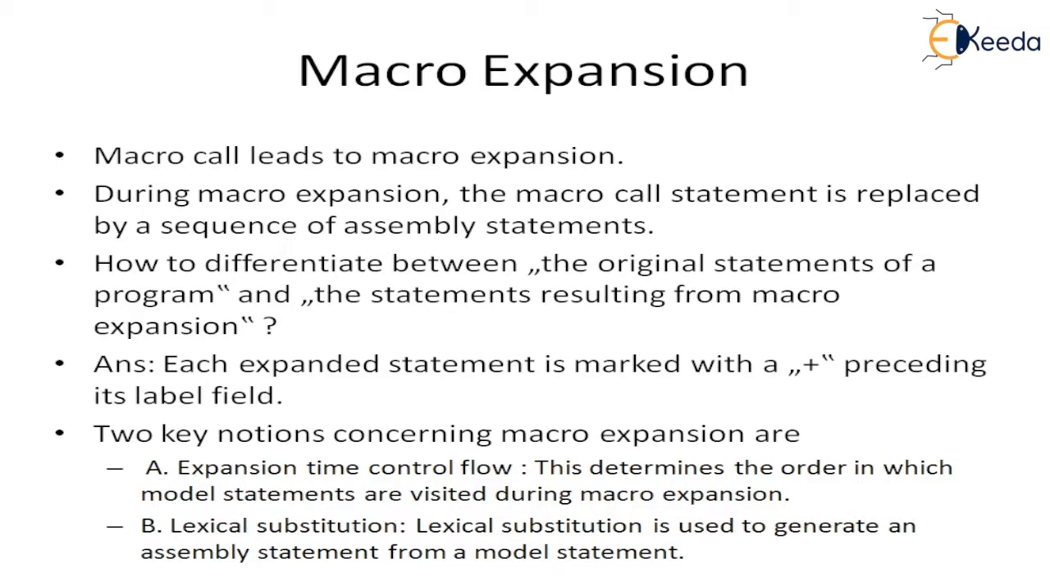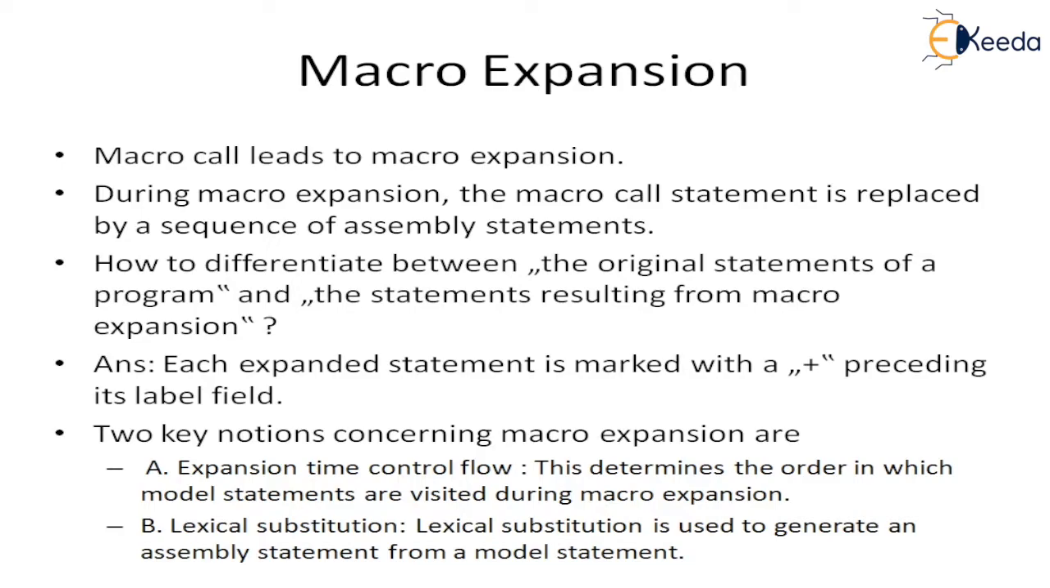So the first one is macro expansion. Macro expansion is related to the macro call. During the macro expansion, the macro call statement is replaced by a sequence of assembly statements. So the question that arises in our mind is: what is the original statement, and what different statements result after the macro expansion? After macro expansion, each statement is expanded with a plus preceding it.